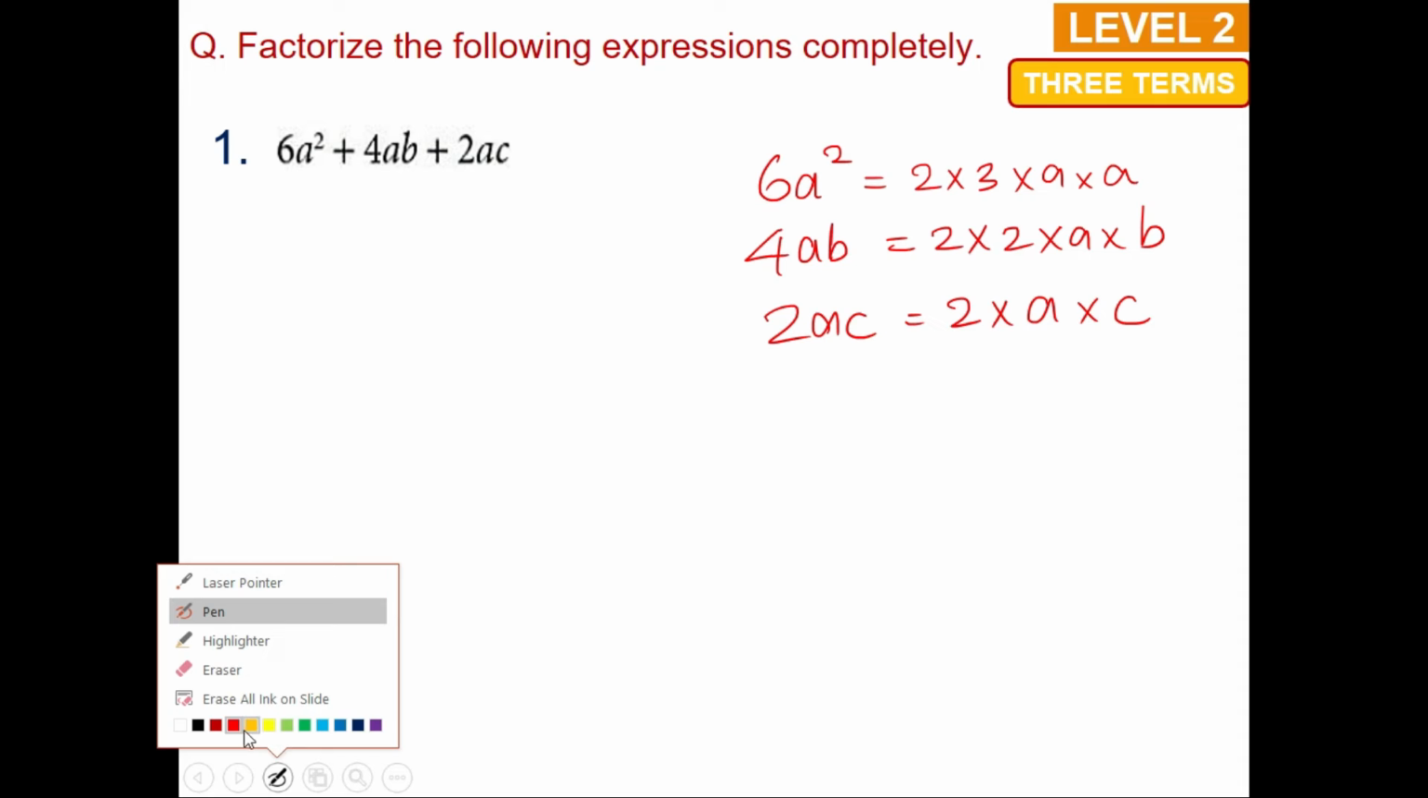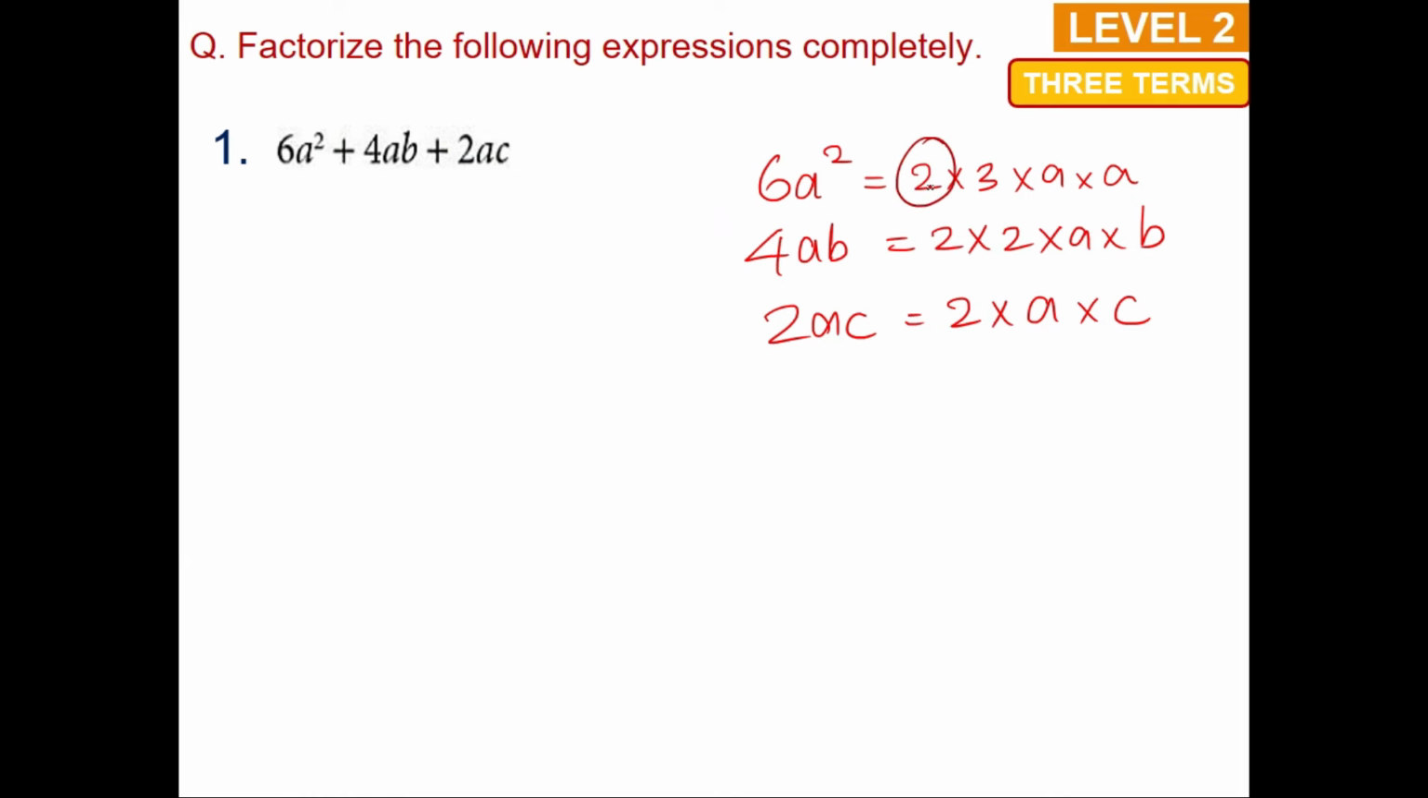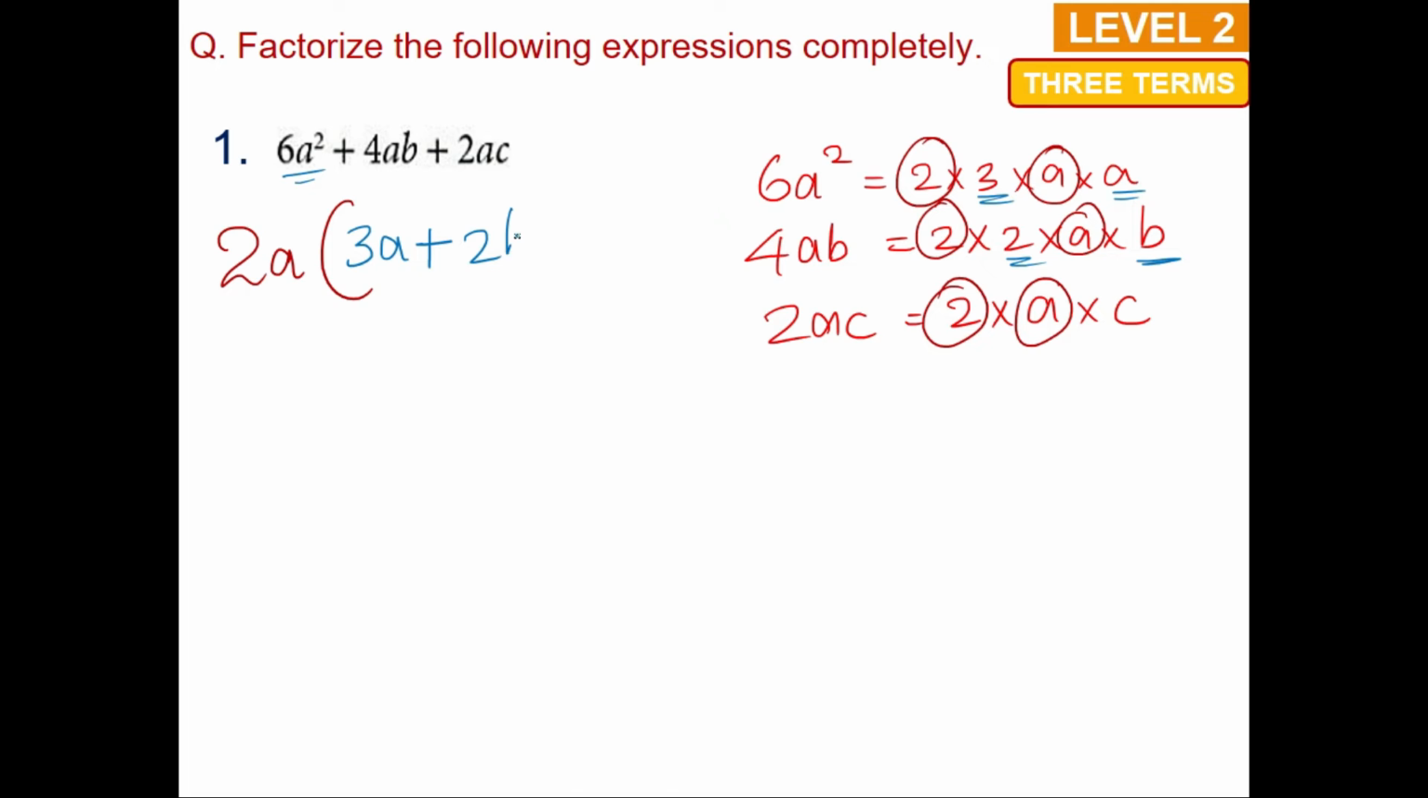So you can see that the common factors here, you have 2, you have an a, and that's it, no one else. So you write the common term 2a outside the brackets, and what remains in place of 6a squared is 3 and a. You can write 3a there, plus you have 2 and b, so you write 2b, plus here it's just a c left. So this is your final answer.